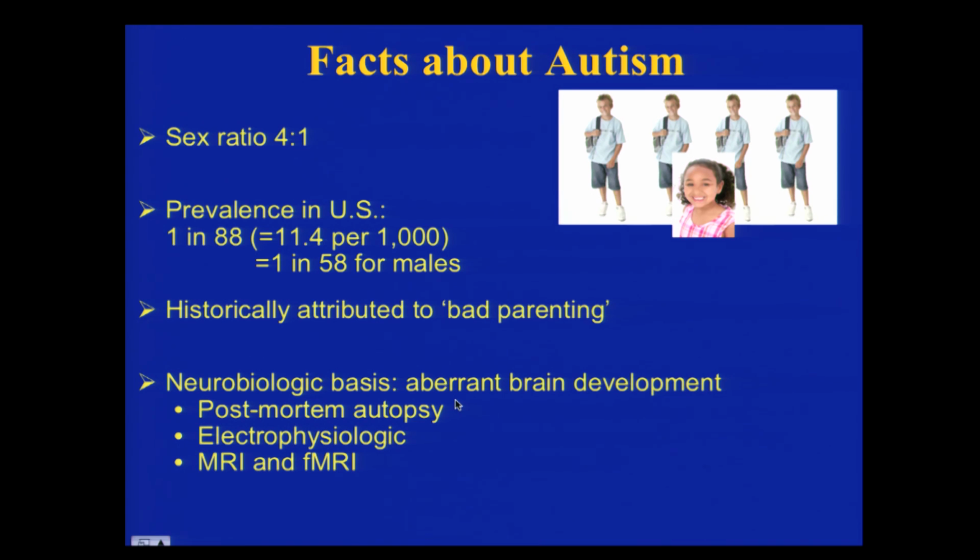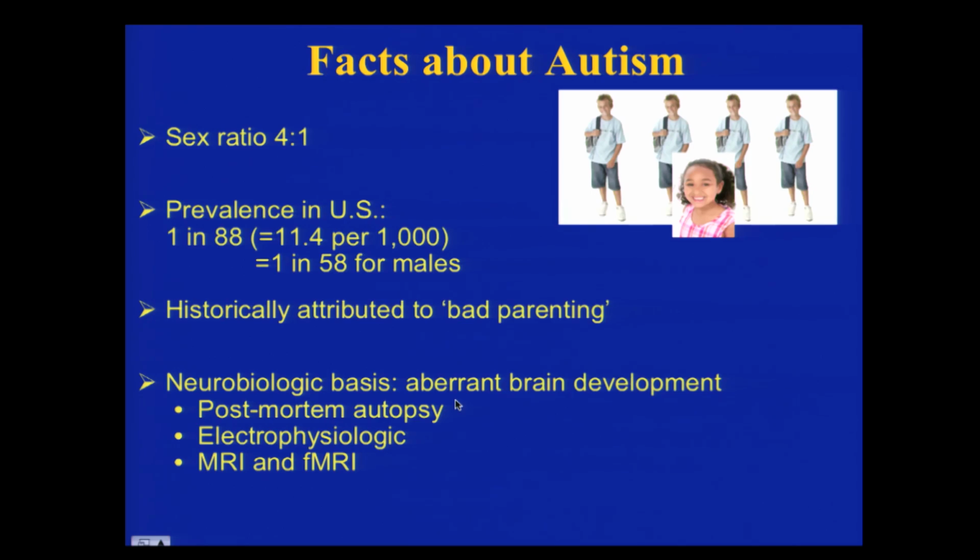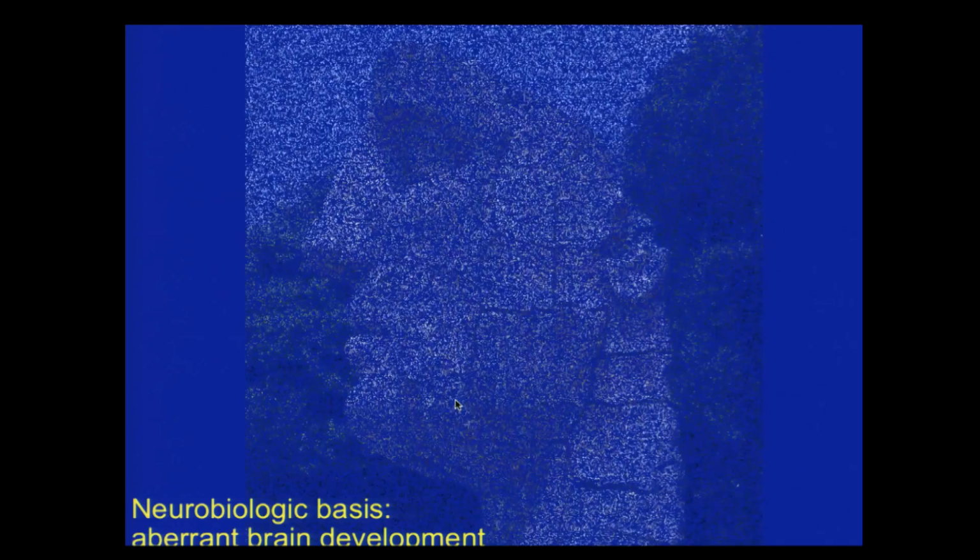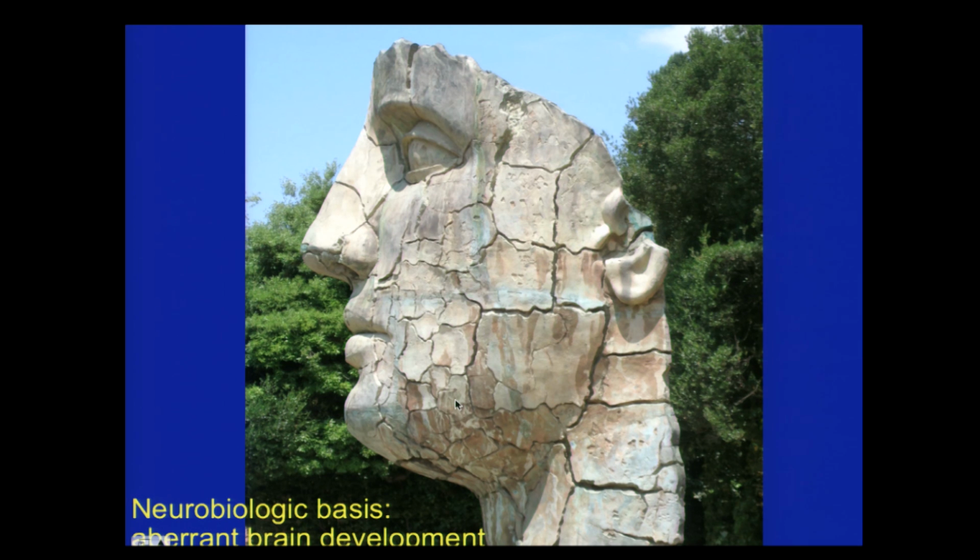there's a pathophysiologic phenomenon going on, and you can see it with postmortem autopsy studies that show a lot of lesions in the brain, everything from a fuzzy separation between gray and white matter to a loss of Purkinje cells, and then there's electrophysiologic evidence. MRI and fMRI have given us even more clues about aberrant brain functioning. And that is clearly the case.